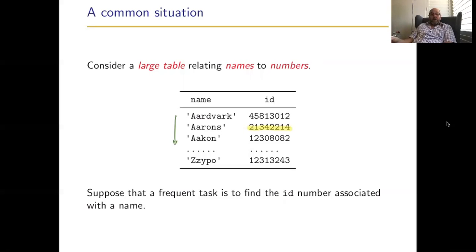Okay, so suppose that frequently we want to find the ID number if we are given a name. So we have to look up the name in the name column and then read off the data in the ID column. This is just a little example. Obviously, in reality, there'd be many more columns in this table, but still the fundamental principle is we want to try to find which row contains a specific value as quickly as possible.